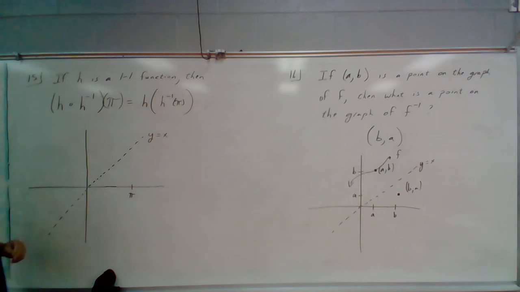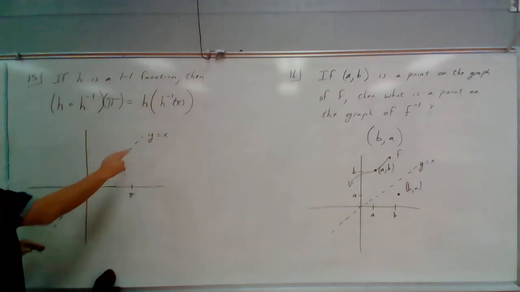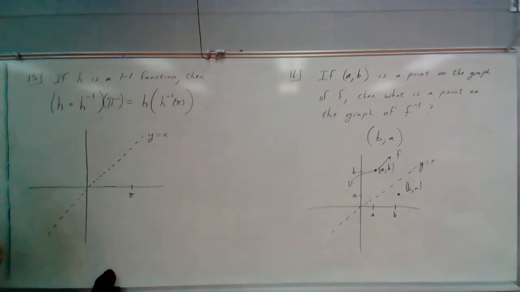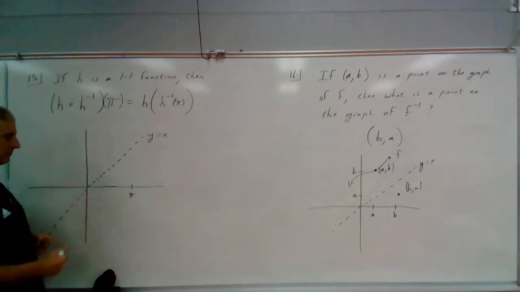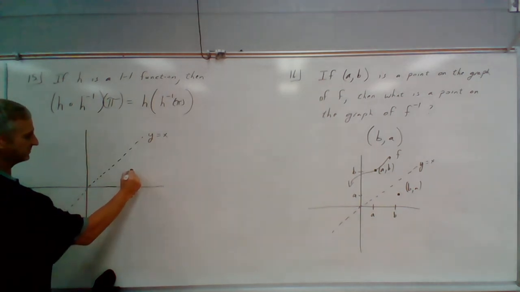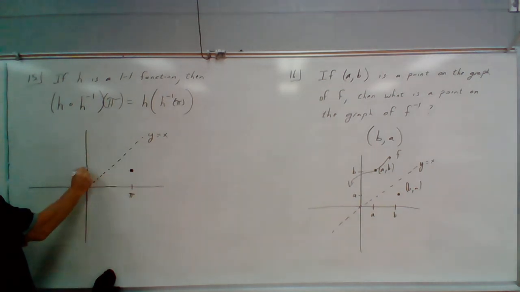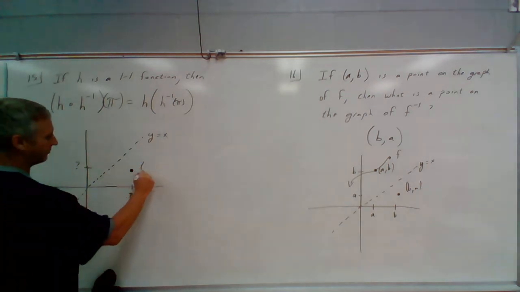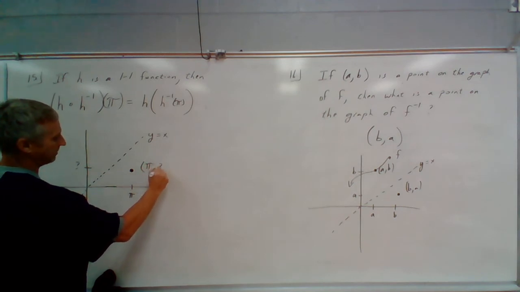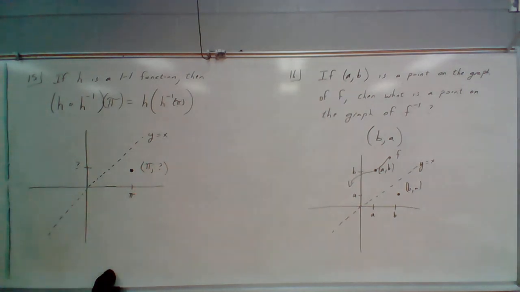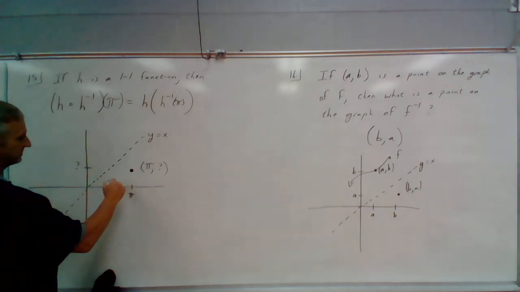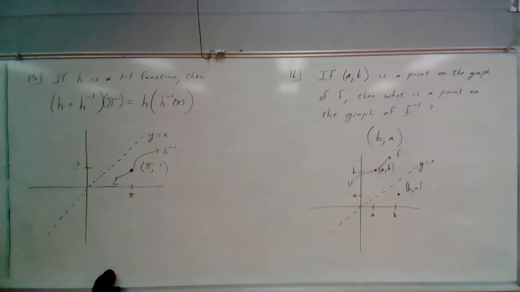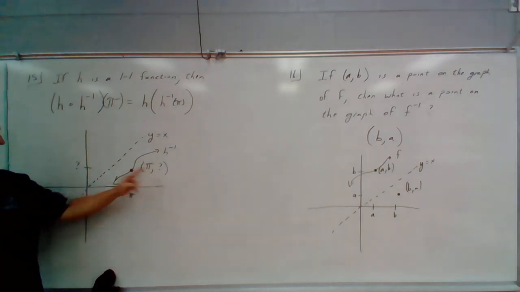Let's think about that graphically. Here I've drawn the line y equals x. If I plug pi into h inverse, it's going to spit out some number. We have no idea what it is, but let's say we get this point. We plug in pi, and it spits out question mark. So this is the point (pi, question mark), and this is h inverse. I'm just going to draw some random function.